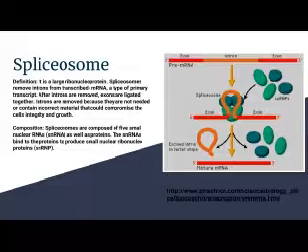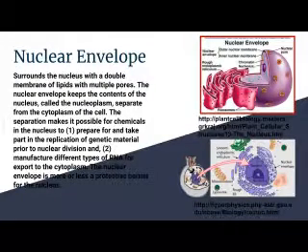Spliceosomes are composed of 5 small nuclear RNAs, snRNAs, as well as proteins. The snRNAs bind to the proteins to produce small nuclear ribonucleoproteins. Now we're going to move on to the nuclear envelope.